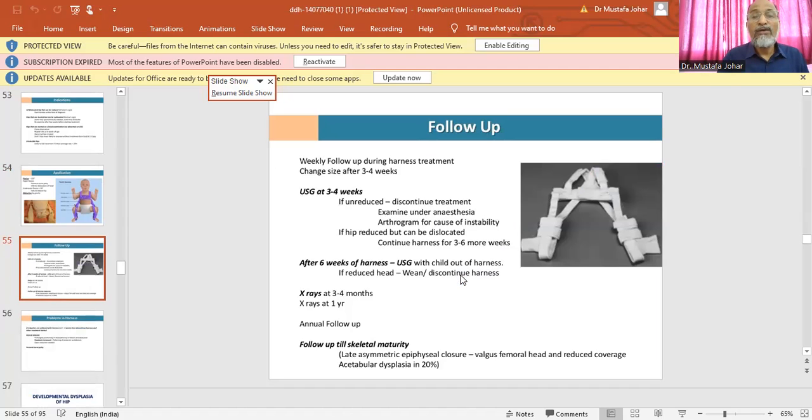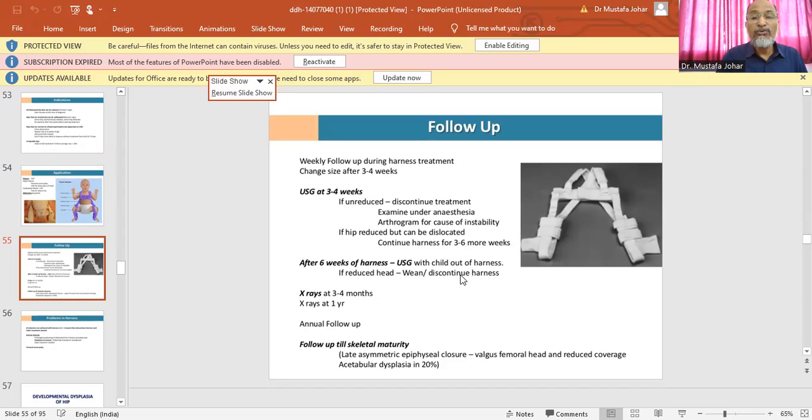Then you have to do a weekly follow-up during the harness treatment and change the size of the Pavlik harness after 3 to 4 weeks. Then USG is done at the 1 month period. If it is untreated, you may have to discontinue the treatment because of USG findings. Then you have to examine the child under anesthesia, with an arthrogram for the cause of instability.